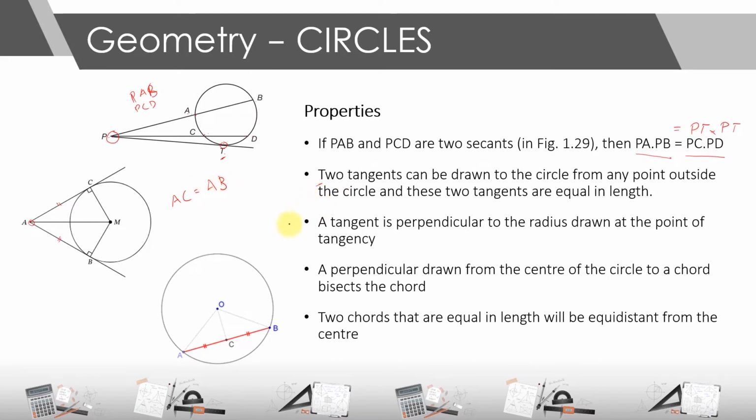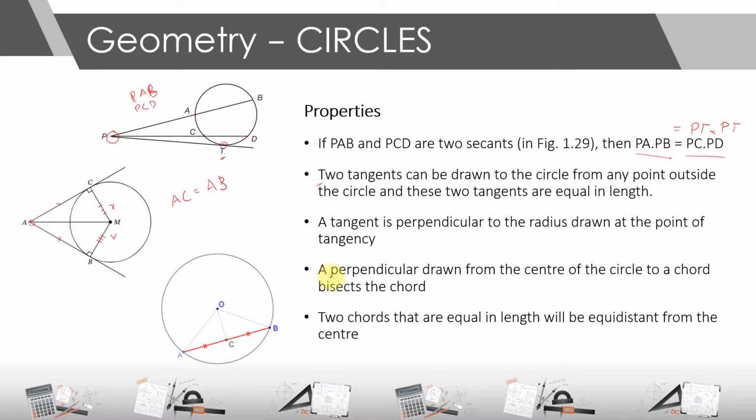And just look at the 2 triangles that are created by these 2 tangents. Since AC is equal to AB, this line AM is common. The line CM is equal to line BM because this is the radius of the circle. So you can see that these 2 triangles are congruent. So if there is a point outside a circle and you draw 2 tangents and you create 2 triangles, these 2 triangles are going to be exactly same, just a mirror image of each other.